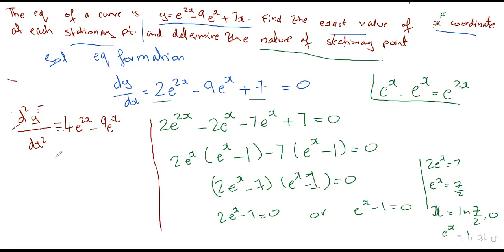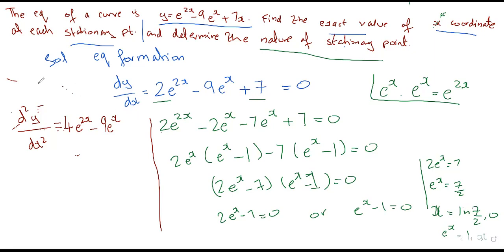Now we need the second derivative, and what are we going to do? The nature of stationary point is either maximum or minimum, right? We have 2 x coordinates, which means we would have 2 y's and hence we'll be having 2 points.